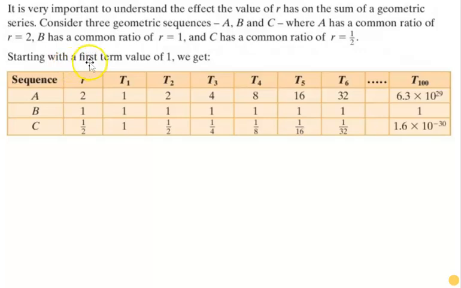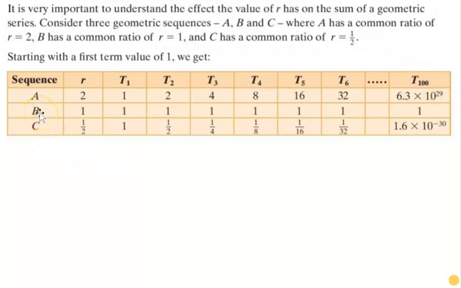Starting with a first term value of 1, sequence A has a common ratio of 2. Term 1 is 1. 1 multiplied by 2 is 2. Multiplied by 2 is 4. Multiplied by 2 is 8, then 16, then 32, and so on, up as far as term 100, which is a really big number. We don't really care what the number is. I just want you to realize that it's a really big number.